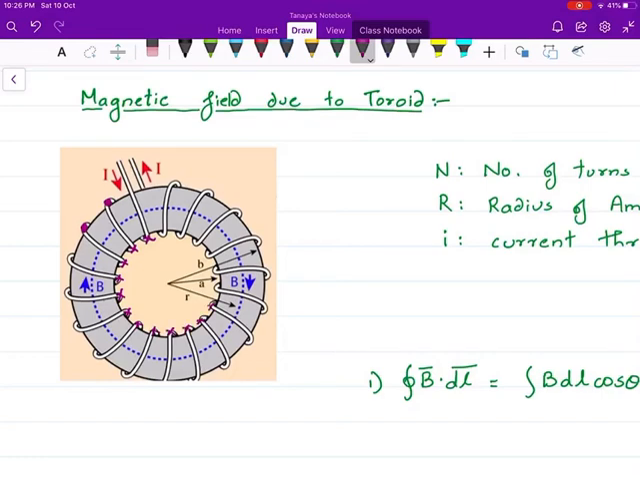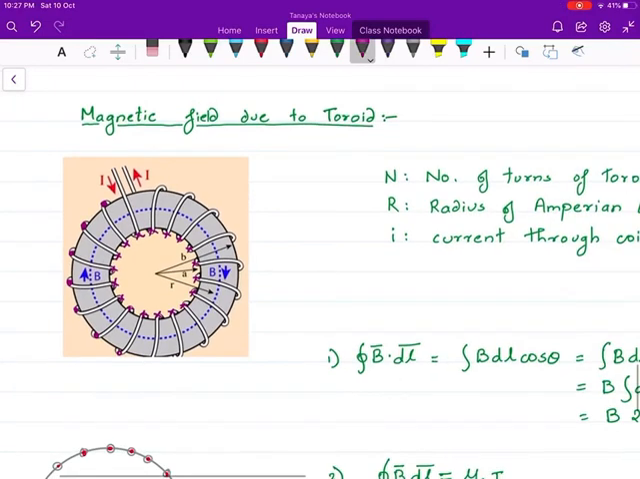So I can just put all crosses over here because it is the same. The current is going in from here and coming out from the top part. So I can show it this way. Now let's find the magnetic field inside this toroid by using the Amperian loop.